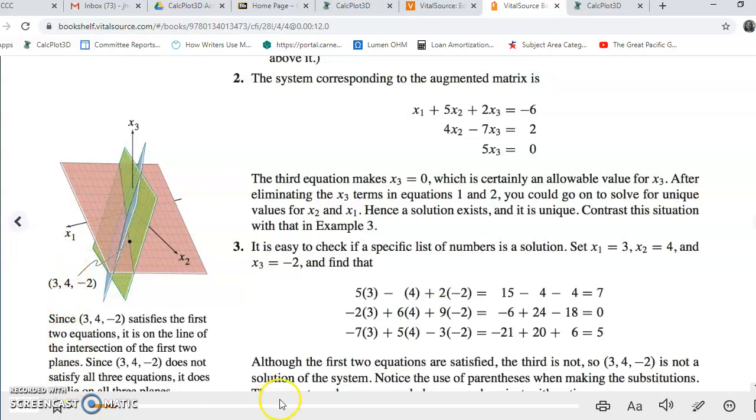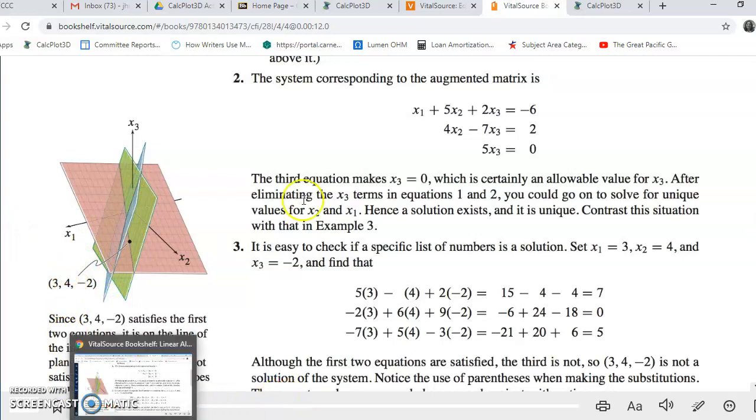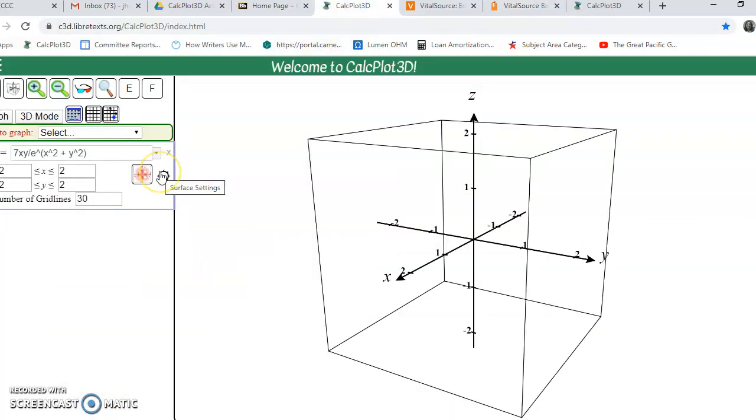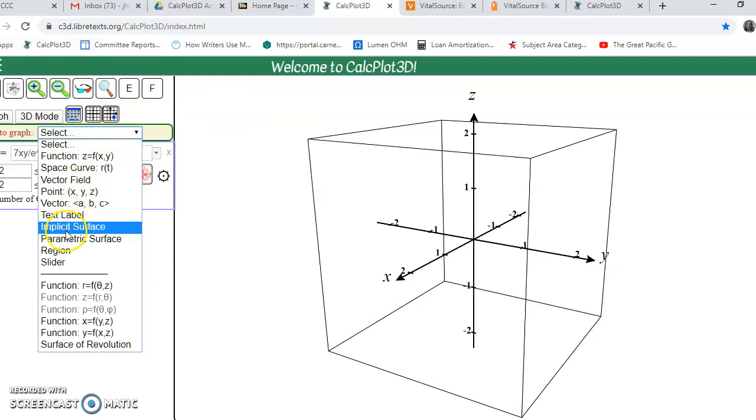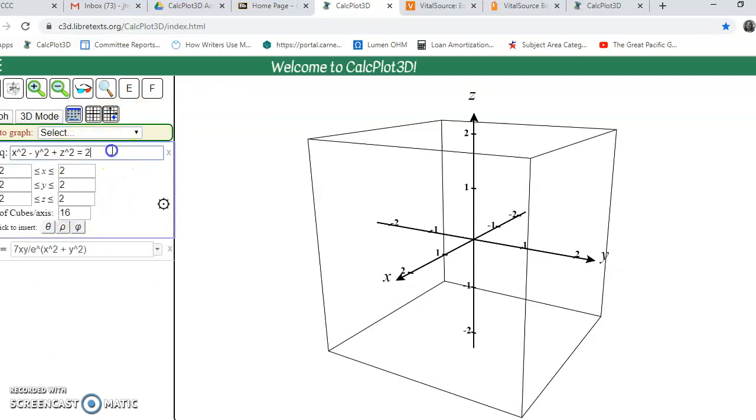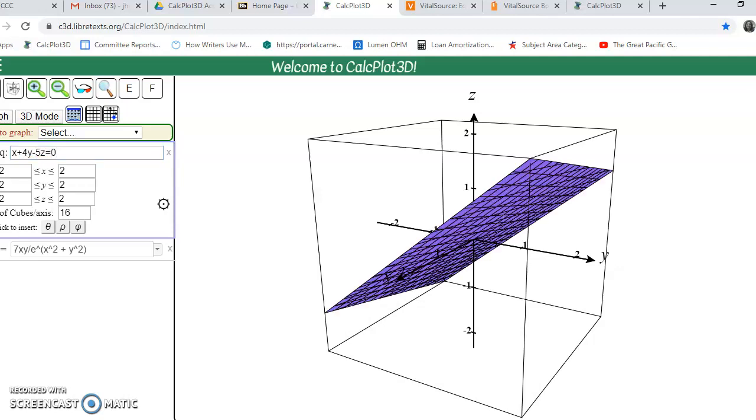Okay? Now, on to your question. I want to first give you a visual. I have a plotter that I use in Calc 3 when I teach it. It's called CalcPlot3D. To use it, I'm going to type in the equations you did in the practice problem. Your first plane was x1 plus 4x2, I'm going to use x plus 4y instead, minus 5z equals 0. And that'll give us our first plane.